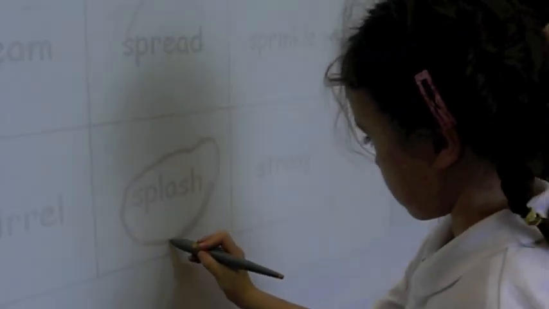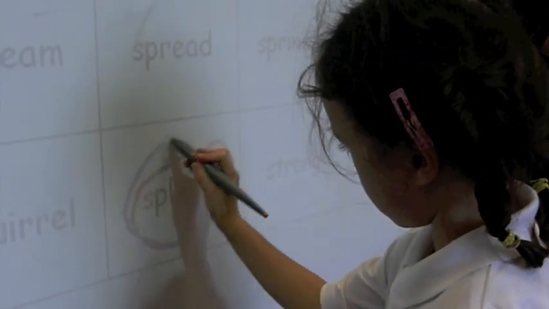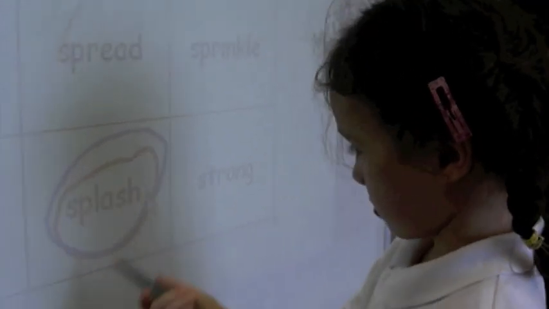And we've got the SPUL cluster, SPUL. And it's important to remind children that even though they're clusters, they are still 3 sounds blended together. And we've got splash there for the blue team. Splash, well done, good girl. Who would like to have a go for the red team?